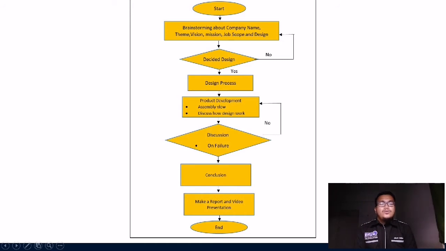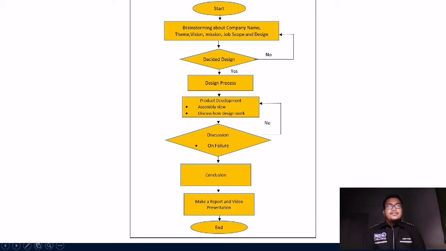After that, we go through to decide our design. If our design is not approved, we go back to do brainstorming again. If our project was approved, we go through to the design process. In the design process, we do house of quality, make a consumer survey, and others.